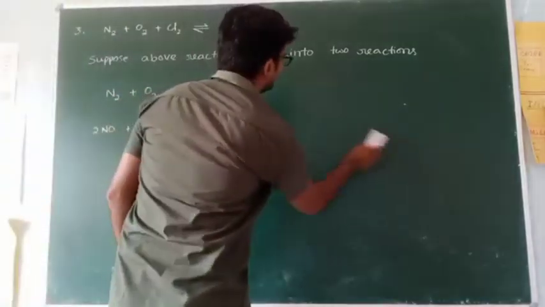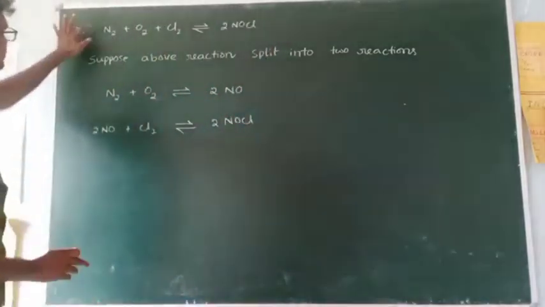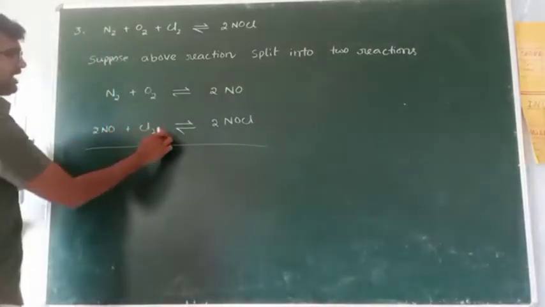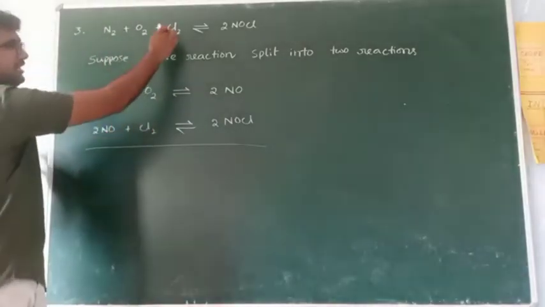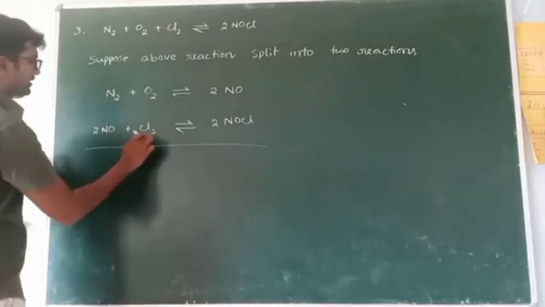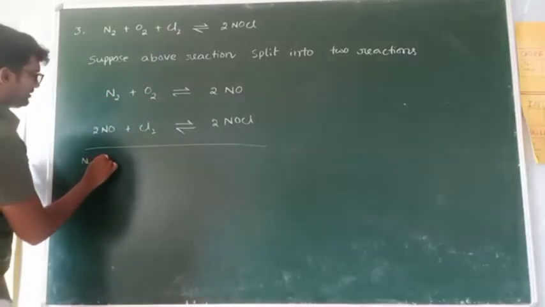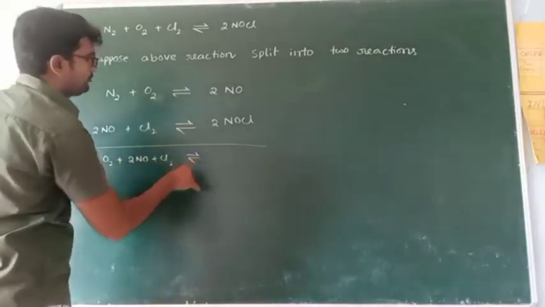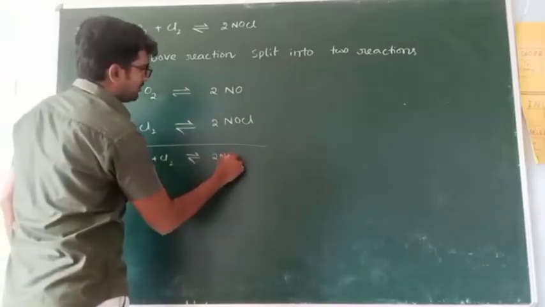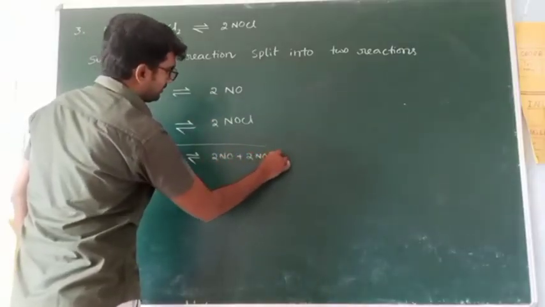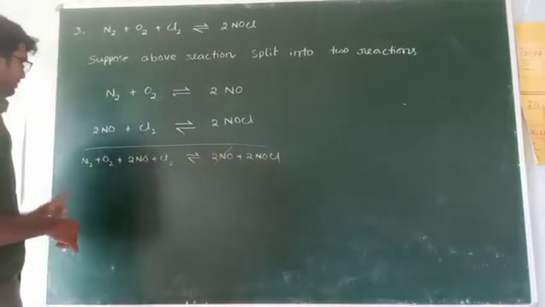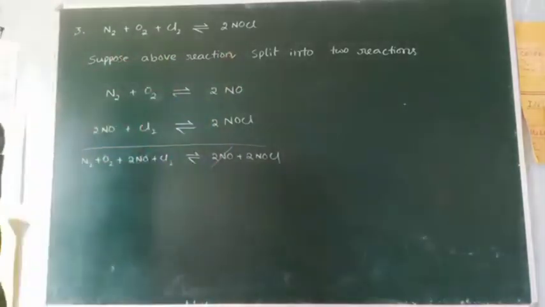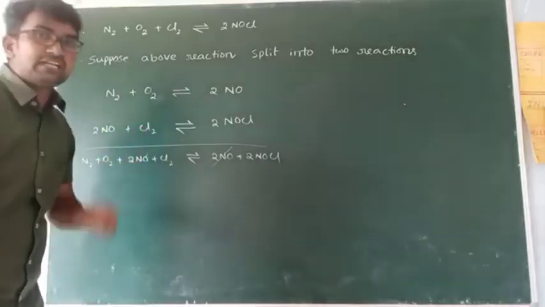So, sir, are these two the same? Yes. See this one. On the reactant side, add these two reactions, and we get this single reaction: N2 plus O2 plus 2NO plus Cl2 gives rise to, adding these two, 2NO plus 2NOCl. On both sides 2NO cancels. So N2 plus O2 plus Cl2 gives rise to 2NOCl. Both are the same. Now, what is the relation for the equilibrium constants?